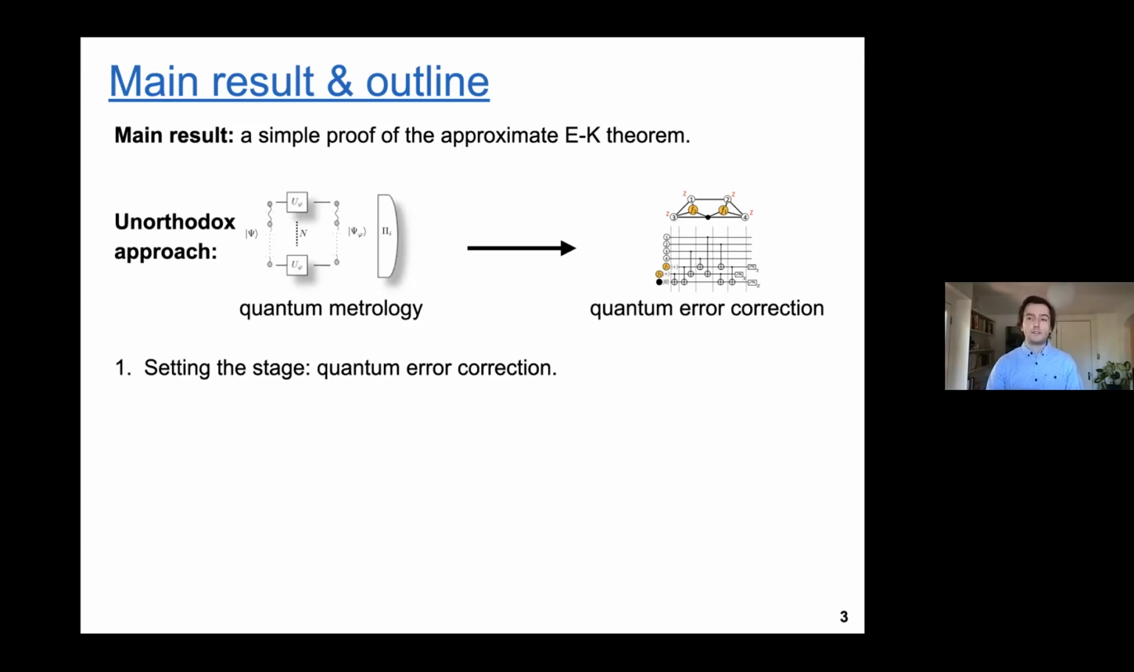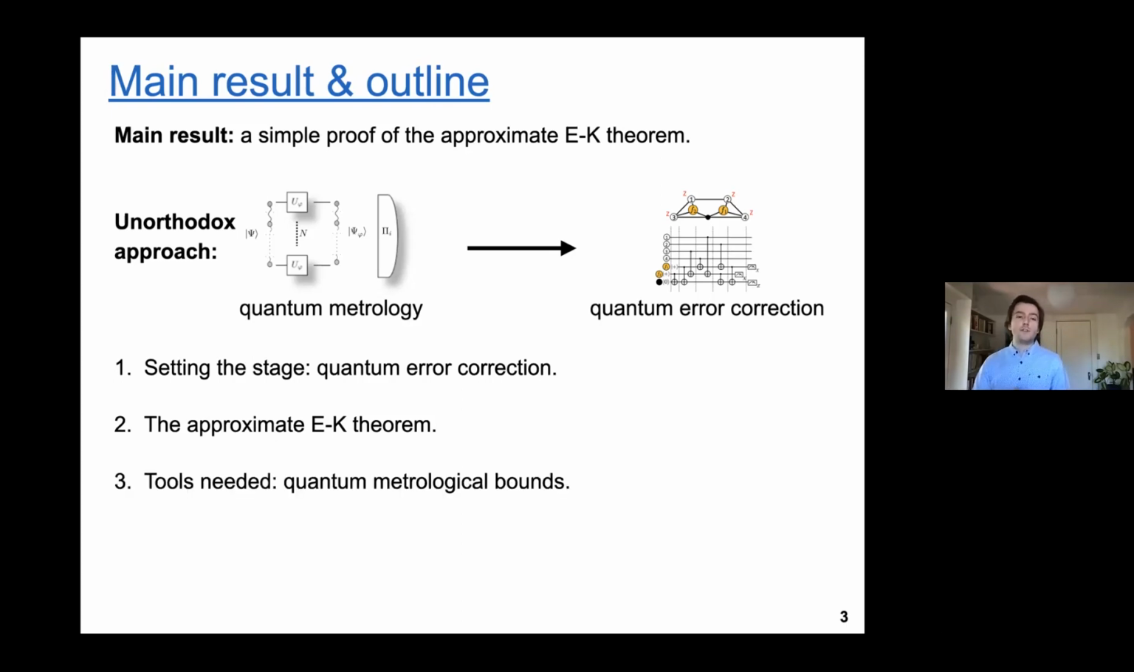So here's what we're going to do. First, I will set the stage and tell you a bit about quantum error correction with an emphasis on approximate quantum error correction. And then I will tell you more about the approximate Eastin-Knill theorem, and I will put it in some broader context. Then I will very briefly introduce some tools needed to understand the main idea of our proof, and those tools include quantum metrological bounds. And I will finish with a sketch of our proof.